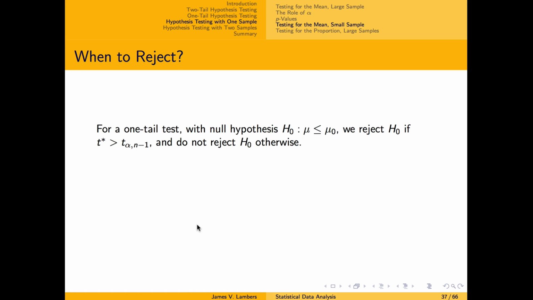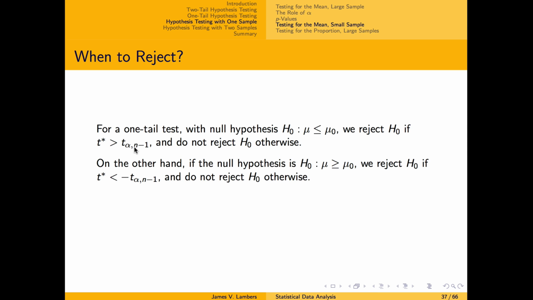The criteria for rejecting H0 are entirely analogous to the large sample case. We just use t alpha n-1 in place of z alpha. As before, these criteria mirror the alternative hypothesis in each case. For example, if a null hypothesis is mu less than or equal to mu naught, then the alternative hypothesis is mu greater than mu naught, so we reject H0 if t star is greater than t alpha n-1, meaning that the sample mean is large enough compared to mu naught to be statistically significant.